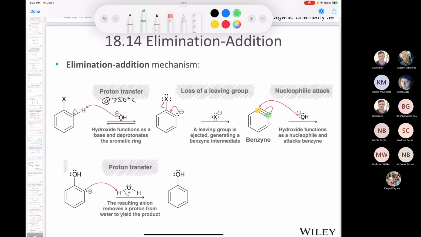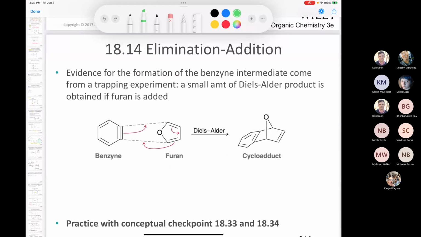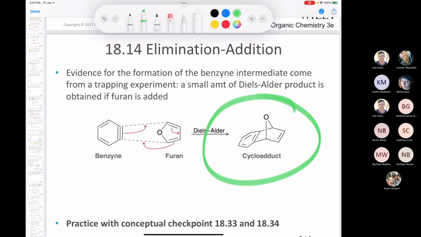Now, if you're going, what the heck? I still don't get this benzyne thing. How could you stick a triple bond in a ring like that? There is actually some evidence that the benzyne exists. If you put a little bit of furan, which is this compound right here, in some of these reactions, it will actually trap the benzyne. It will react with the benzyne in a Diels-Alder fashion to make this compound. And so that's proof that you end up with this benzyne intermediate.